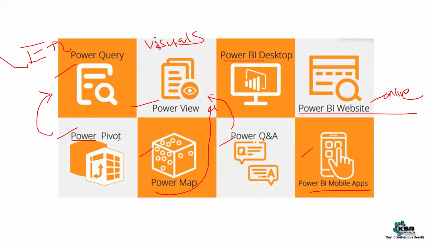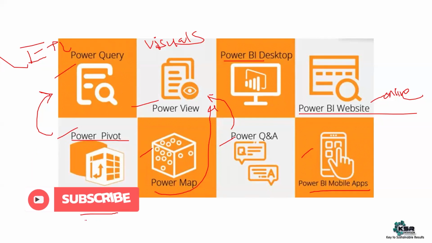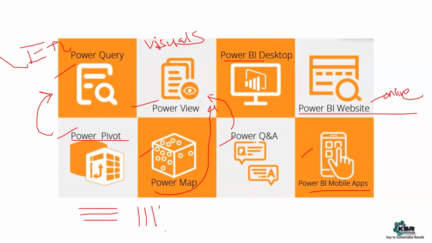This is not a separate component. Yes, it is calculated as a separate component, but it is part and parcel of Power Query only. What is the exact usage of Power Pivot? See, if the information is present in the column format, this is the row format, and this is the column format. So if you want to change this information to this format, or this information to this format, that is called Power Pivot.